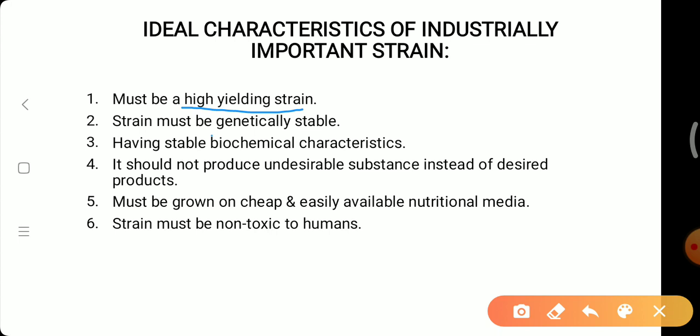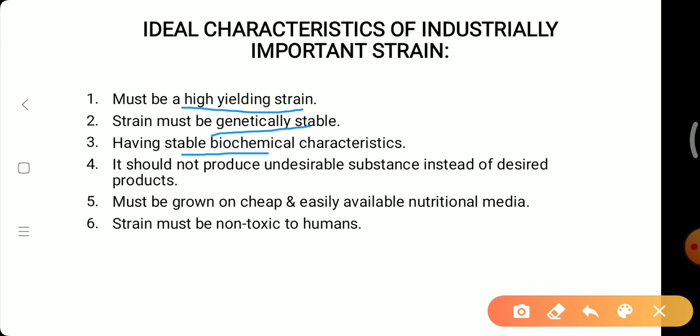Strain must be genetically stable. Not only genetically but physiologically also it should be stable throughout the production. If we are producing any product, throughout the production it should be genetically and physiologically stable. Otherwise it would lead to undesirable product. It should have a stable biochemical characteristic. If it changes its biochemical pathway, then it leads to undesirable product. So it should have stable biochemical characteristic.